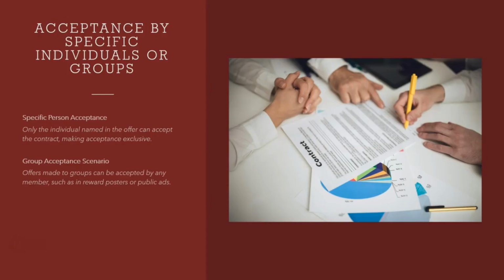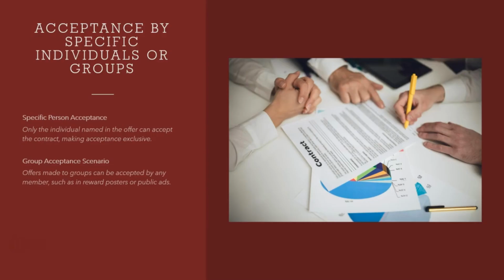So there are acceptance principles for a specific person acceptance, where only the individual named in the offer can accept the contract, making acceptance exclusive to one person. In a group acceptance scenario, offers made to groups can be accepted by any member, such as a reward poster hanging with a reward to find my dog, or public ads. So who is able to give acceptance to a contract is important.